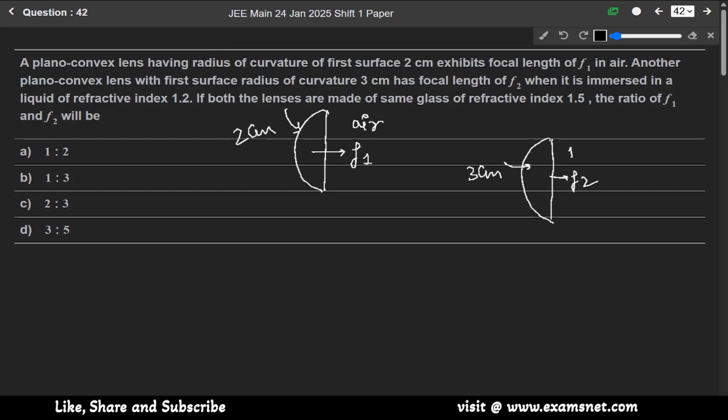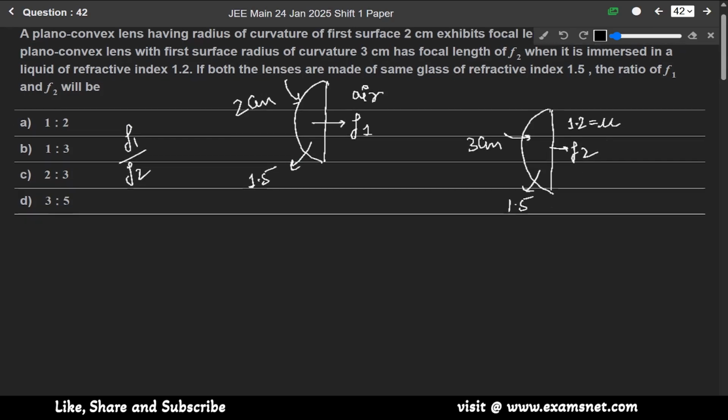Means now the surrounding refractive index is 1.2. If both the lenses are made of the same glass of refractive index 1.5, so we have to find the ratio of f1 over f2.